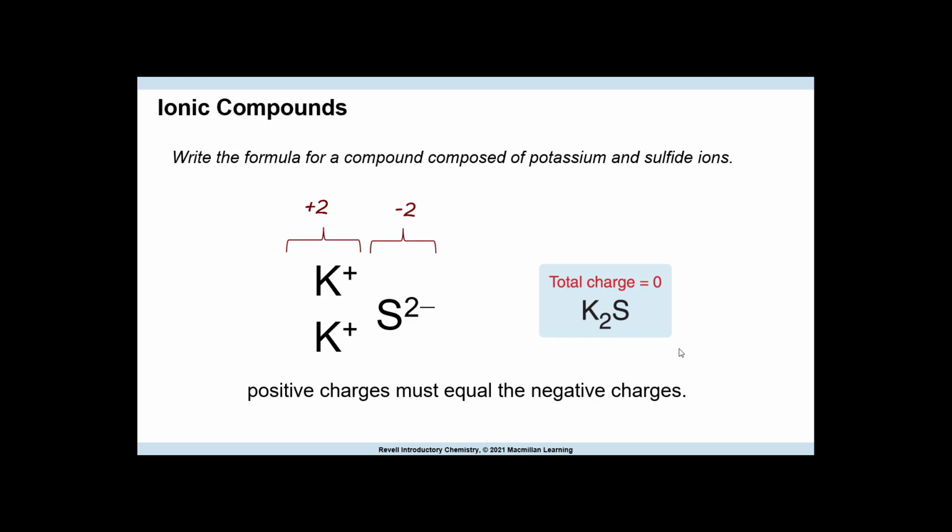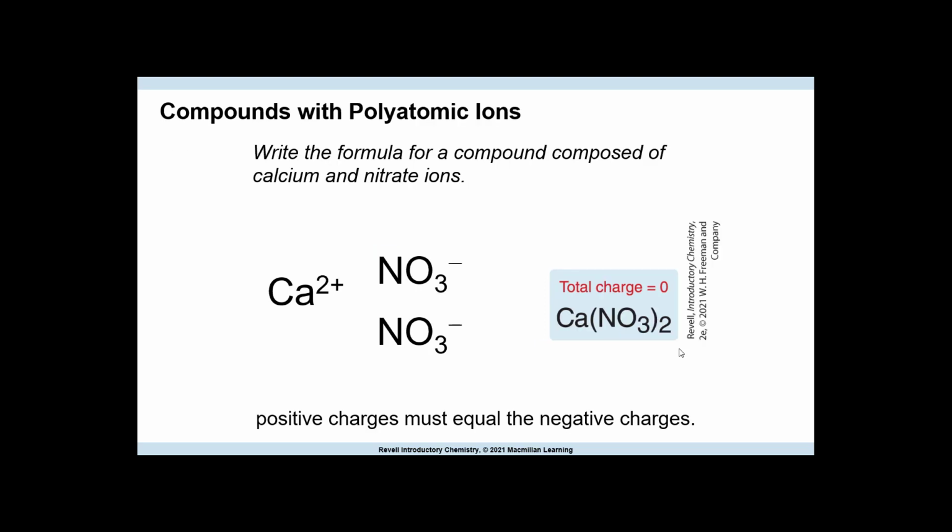We do not include the charges of the ions when writing them out. These are things that you would just have to know about potassium. If you had to figure it out, you would know that potassium is a group 1, has a +1 charge, and you're going to need 2 of those to cancel sulfide, which has a -2 charge. Those are things that you are going to have to memorize and learn. We do not write out the negative and positive charges.